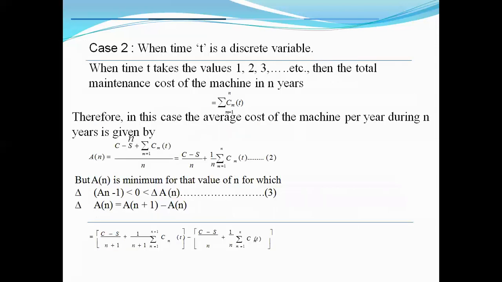Moving on to condition number two, the second case, when time is a discrete variable, that is, it takes values of, for example, 1, 2, 3, and so on, extending for n number of years. At that time, the total maintenance cost of the machine in n years is the sum of the maintenance cost of machinery from 1 to n, M of n is equal to the sum from m equals 1 to n with respect to time.